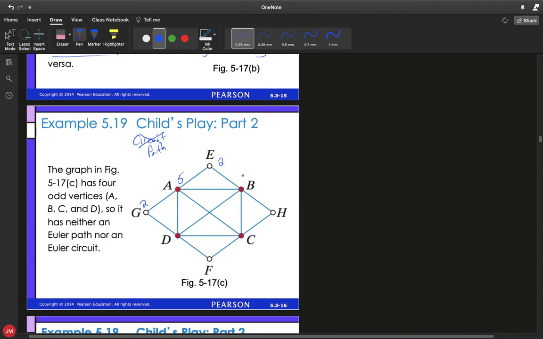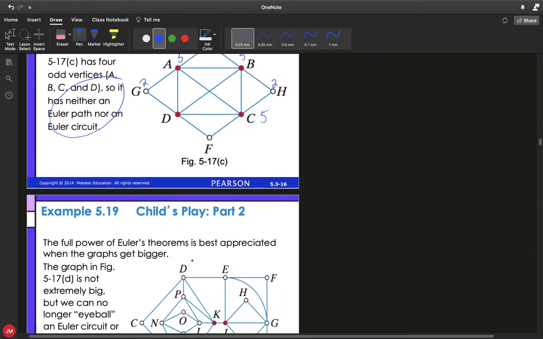Here we've got a degree of 5 for B, 2 for H, so we're still doing okay. 1, 2, 3, 4, 5 for C. That's not good. Remember, you can only have 2 odd vertices for a path. So this one, like it says over here, does not have an Euler path nor an Euler circuit.